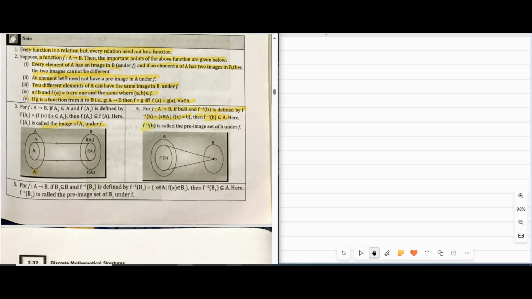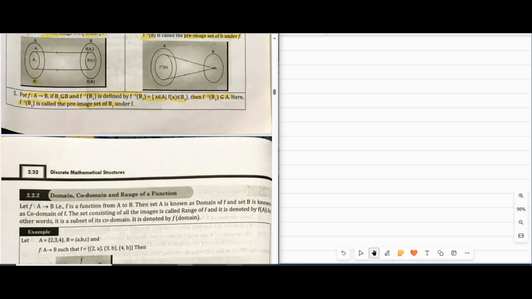Here F inverse of B is called the pre-image of set B under F. Then if F is from A to B, and B1 is a subset of B, F inverse of B1 is defined as the set of X belonging to A such that F of X belongs to B1. Then F inverse of B1 is a subset of A. Here F inverse of B1 is also the pre-image of set B1 under F. So these are some examples and properties which they have given.